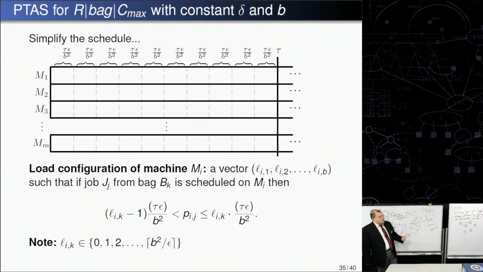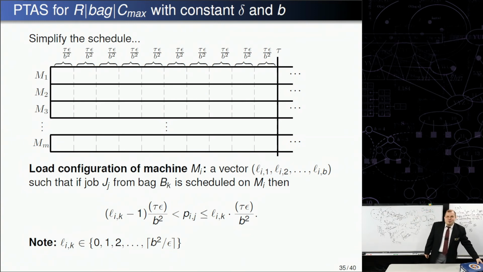So all I do is encode the increments of tau epsilon over b squared that are going to fit my job in there as a number. And that's what the load configuration is. That's just the general gist of it. The way I like to think about it is that we want to make sure it fits, but it doesn't overfit, as in there's too much wiggle room. This actually comes into play in our proof of how we bound the optimum in a very special way. So we need to make sure it isn't getting too big or too small. If it's too big, it won't fit. If it's too small, there's going to be too much wiggle.